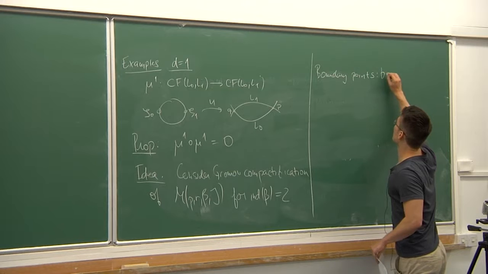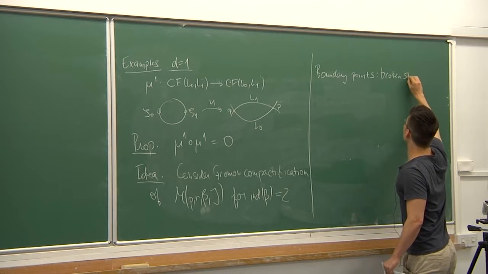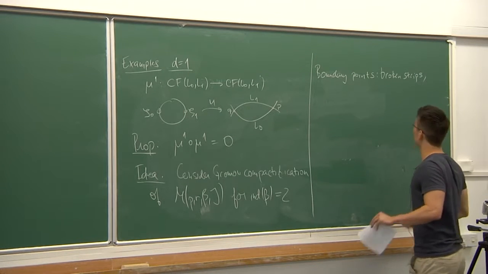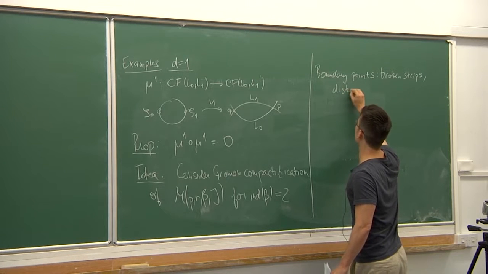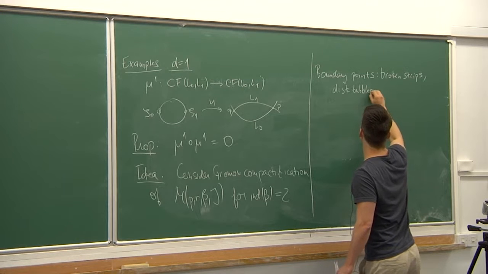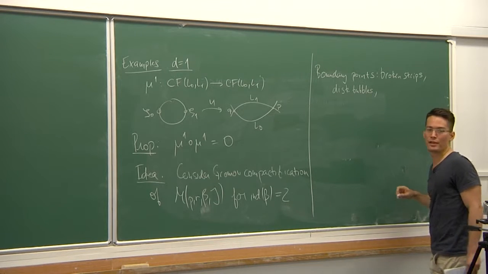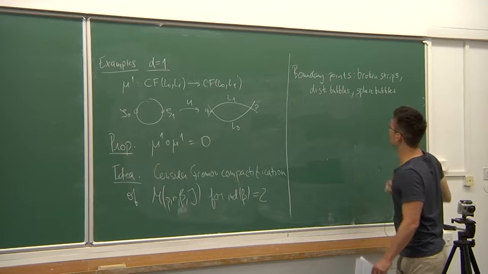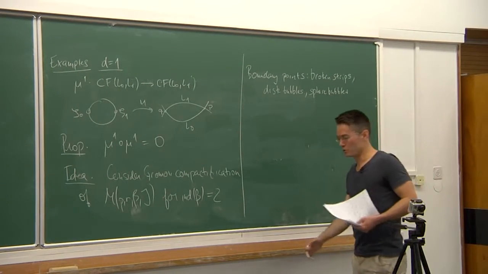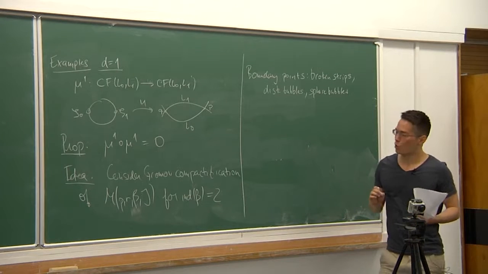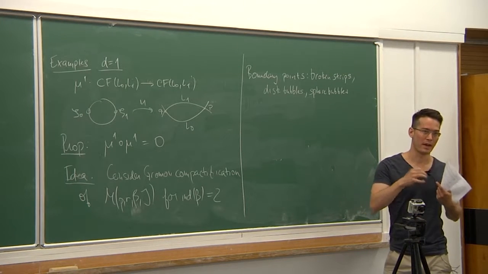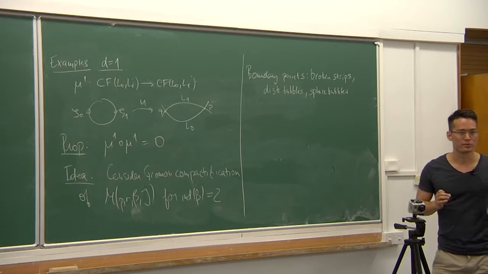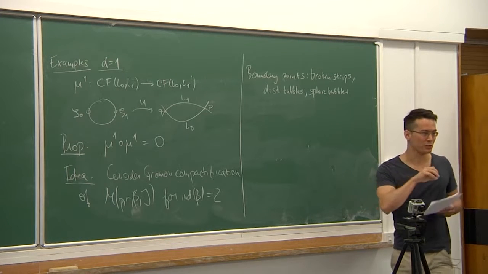Okay? So the boundary points can be broken strips. They can also be configurations with disk bubbles. I'll just write this like this, disk bubbles. Or these boundary points can be configurations containing sphere bubbles. These disk bubbles correspond to J-holomorphic strips with a J-holomorphic disk attached to the boundary. And these sphere bubbles are also J-holomorphic strips with J-holomorphic spheres attached to an interior point.